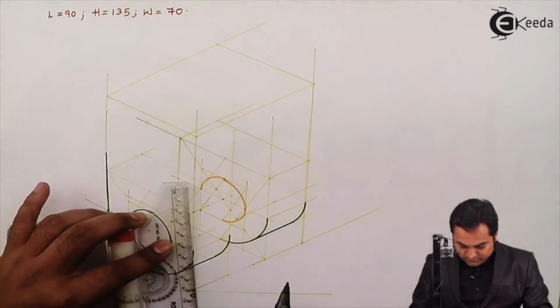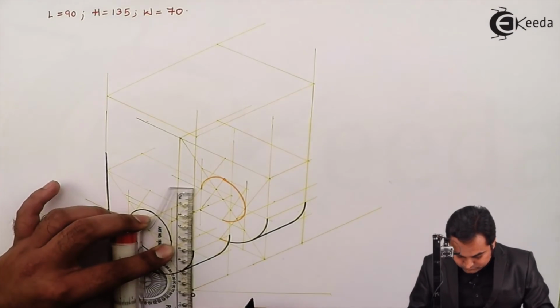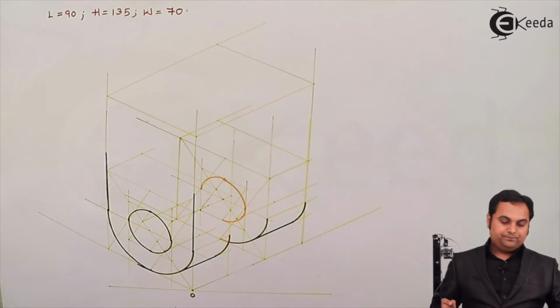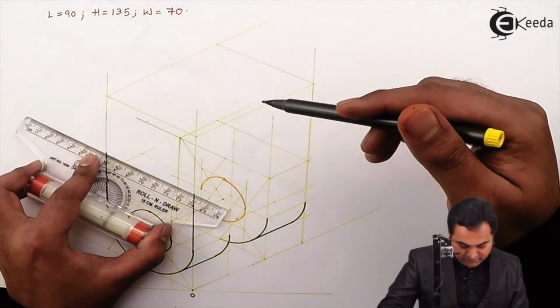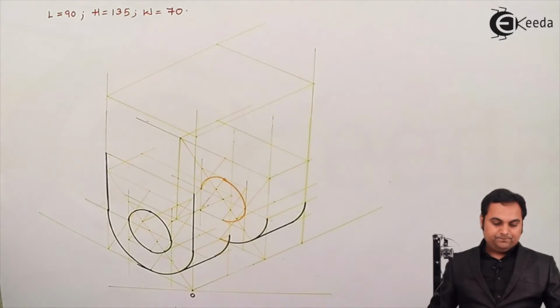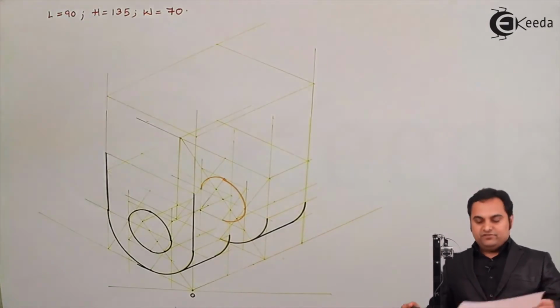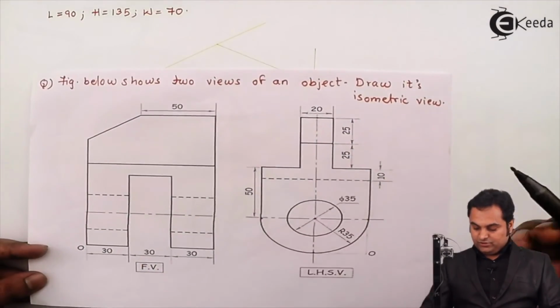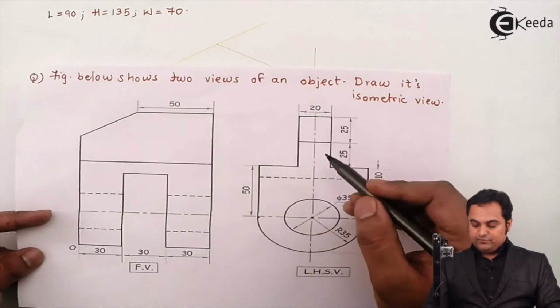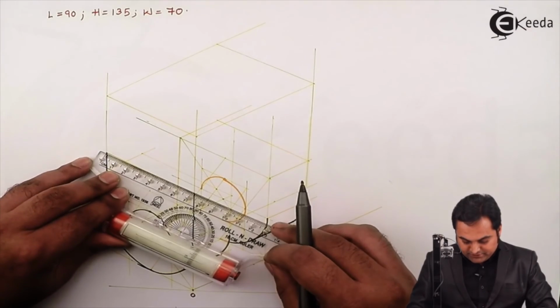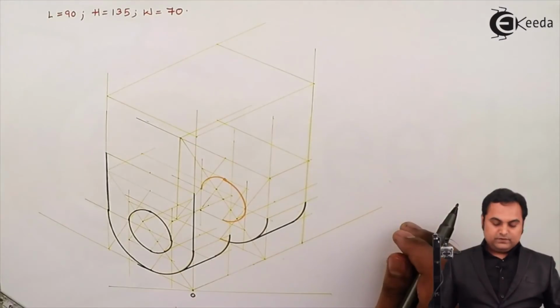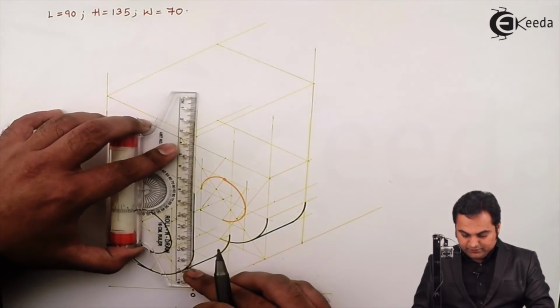Then similarly from here, 50 mm. Next, I'll be joining it with the help of a light line. Now, at the center, if we see here, there is a projection of width 20 mm. So for that, I need to get the center. So I'm marking the center line here. Next, drawing a vertical line through it.